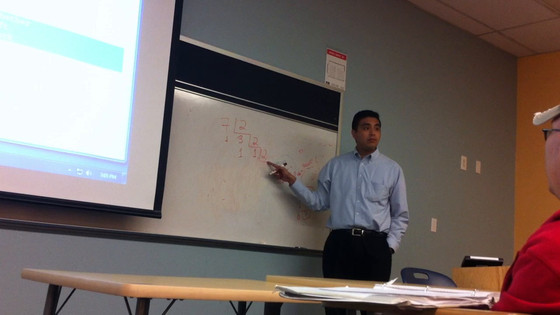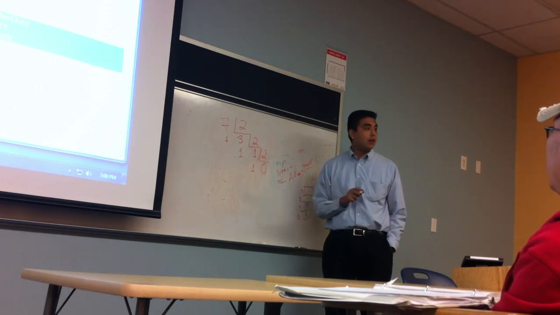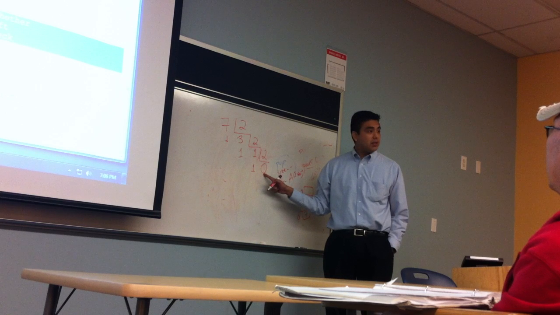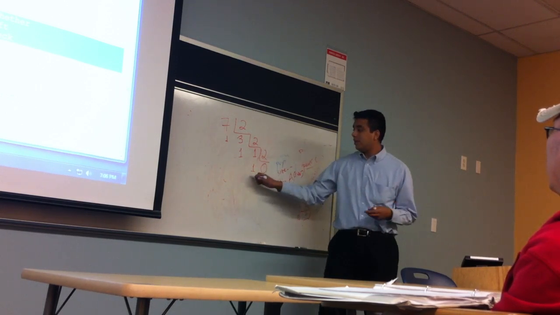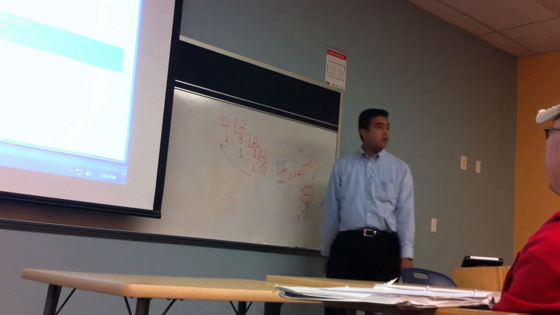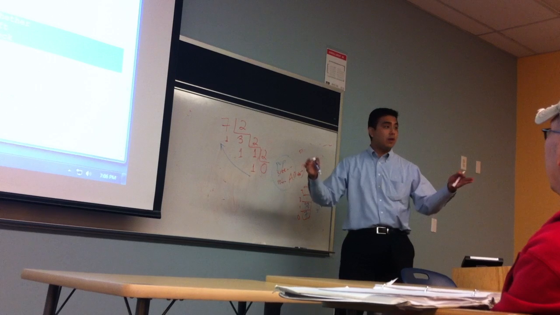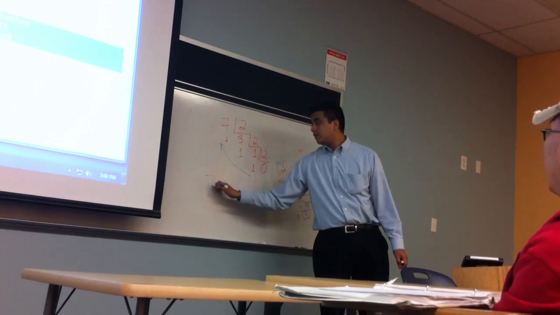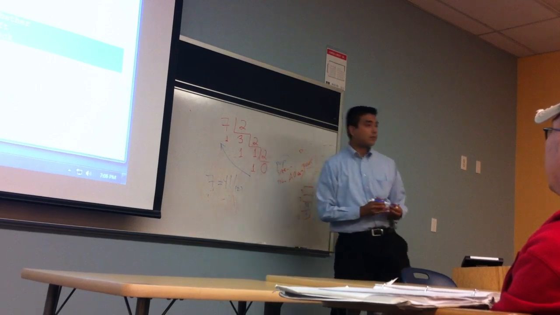1 divided by 2 is 0, remainder 1 itself, because this is smaller already. When I get a quotient of 0, I stop. What's my binary number? It's going to be formed by building it vice versa. So 1, 1, 1. All the remainders form my binary number. So 7 is equal to 1, 1, 1 in binary.